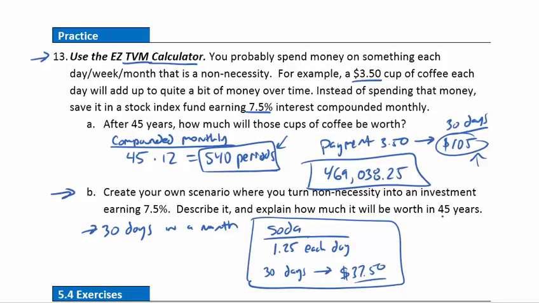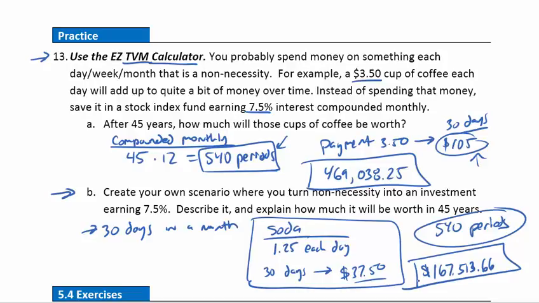And then the periods I'm going to have, well, we're going to have the same thing we had before, which is 12 periods each year times 45 years, so we're going to get 540 periods again in 45 years. So 540. And then I'm going to go ahead and hit the future value button. And for mine, with this soda, it was $167,513.66. So if I save that money over the course of 45 years, I'd have close to $200,000 in my account.